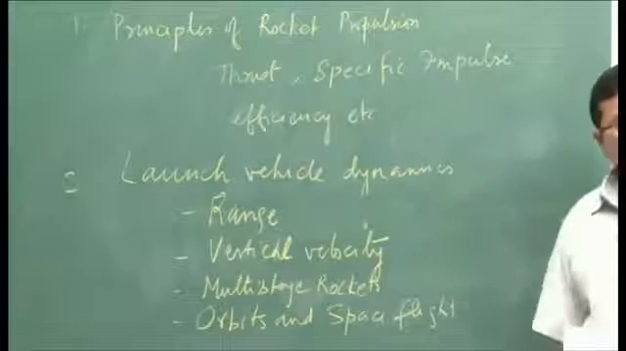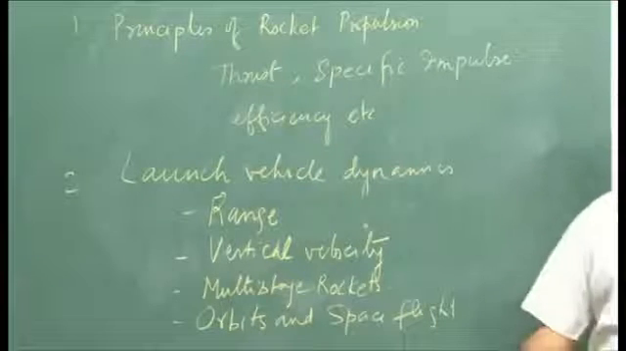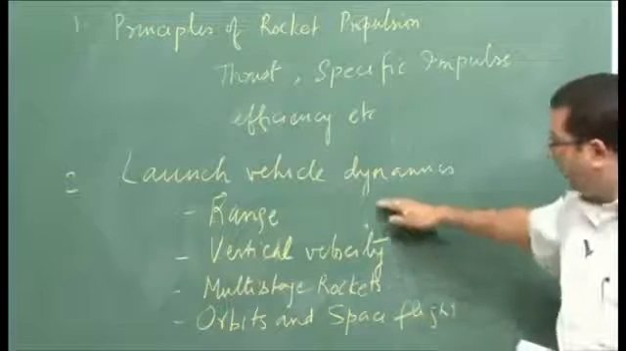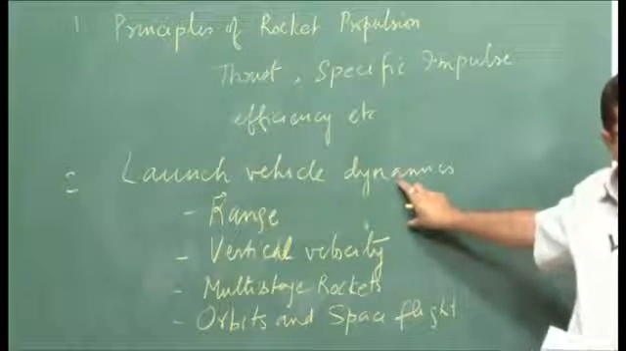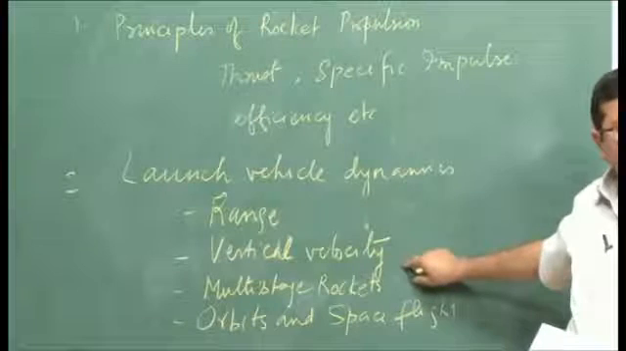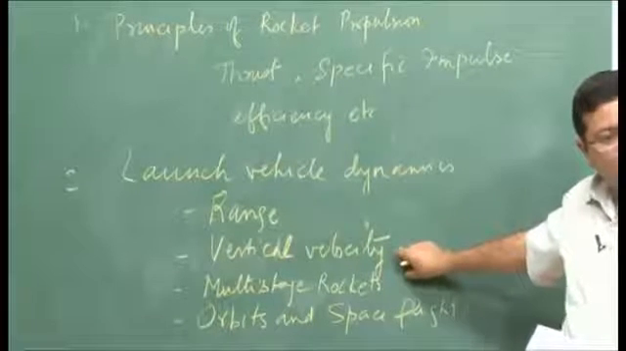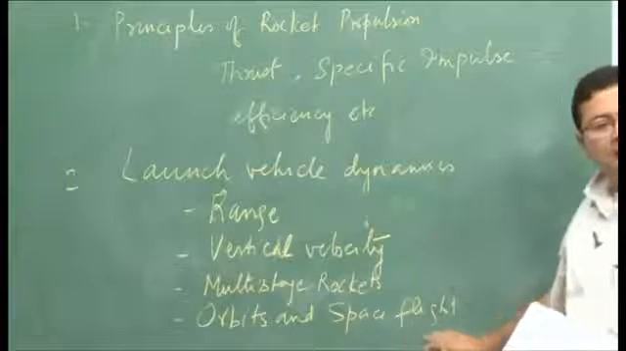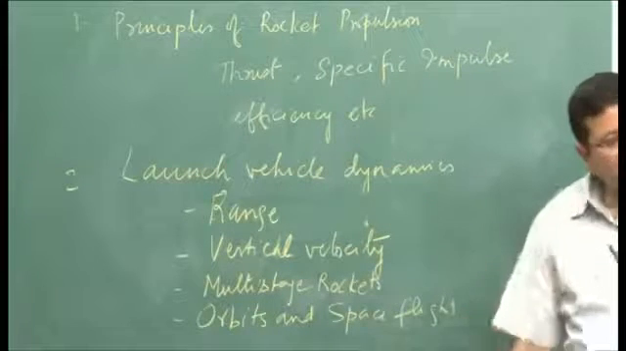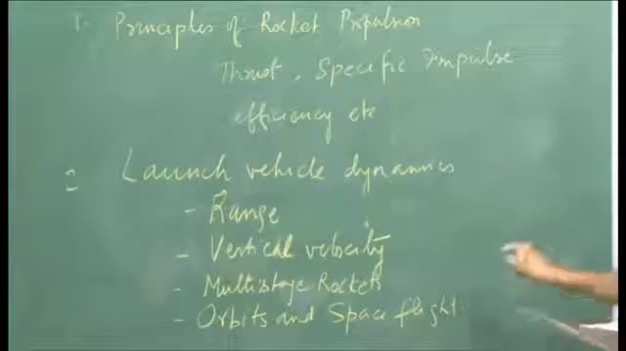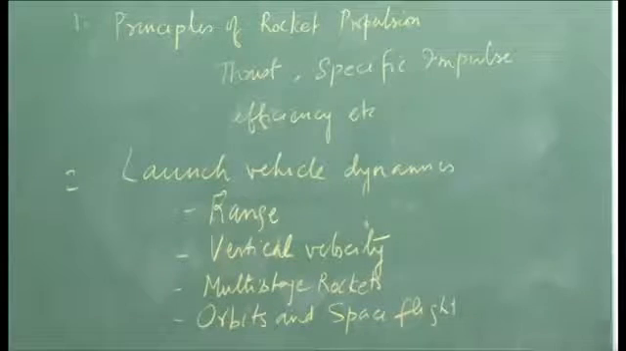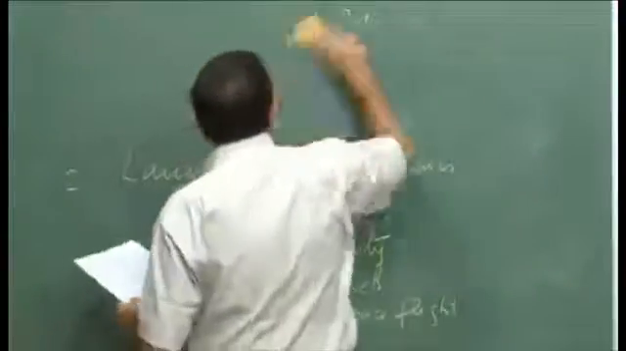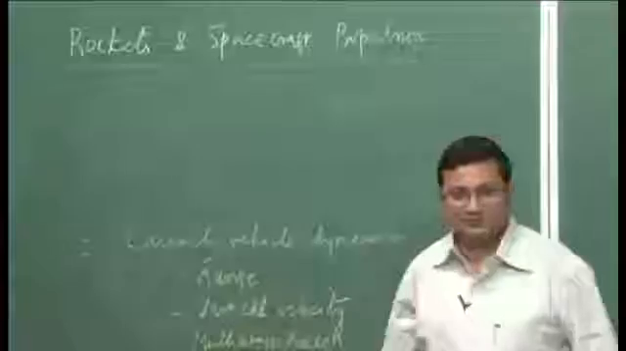We talk about the range of the vehicle, then how far and how long it can fly, then how do we increase the range or the height by doing multi-staging, what is the optimum configuration for a multi-stage rocket, and then orbits and space flight, this is essentially space dynamics. Once we are done with this, then the next topic will be how do we produce this thrust.